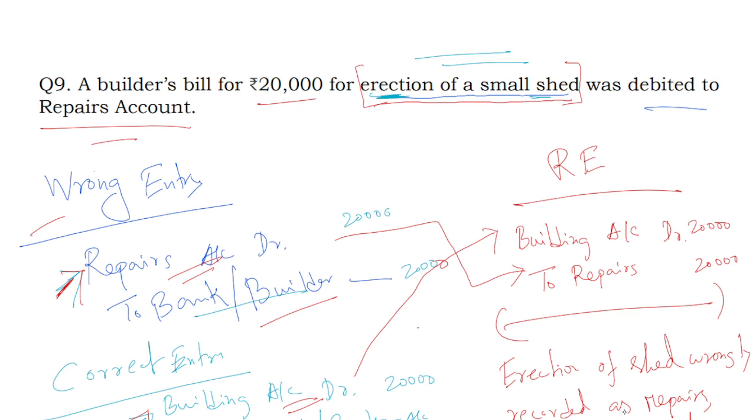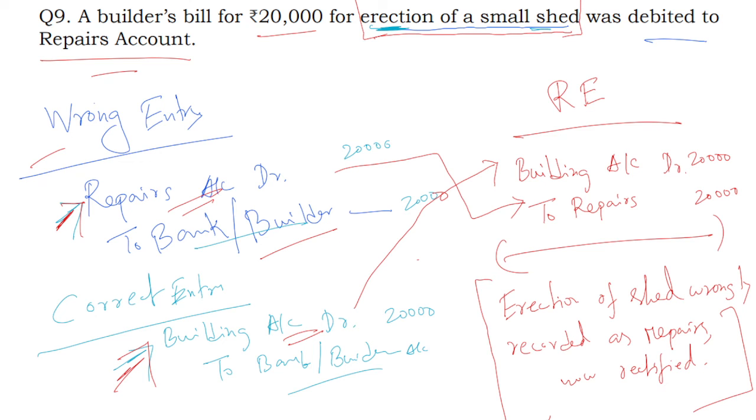So we have credited. This is the rectification entry, and the narration is: erection of shed wrongly recorded as repairs, now rectified. Okay, so this is the solution. Building account to repairs, correct. The rectification entry is building to repairs.